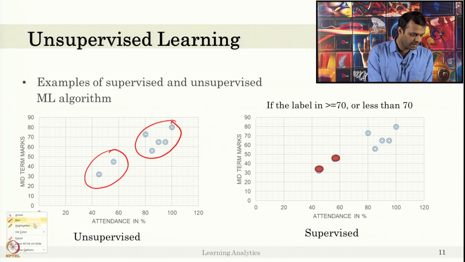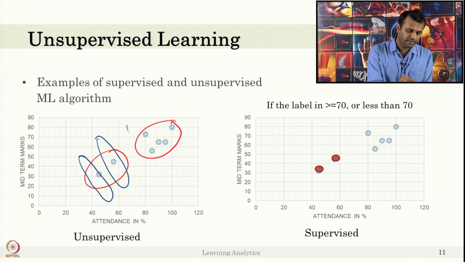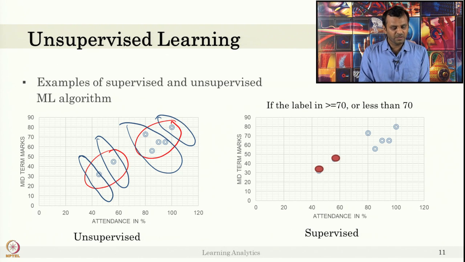Maybe I should go and create a new group. Maybe this is one group, this can be the second group, this can be the third group, and this can be the fourth group. How many clusters is good, two or four? That we have to identify by using the mechanism of errors or minimal error. We will talk about that later in a clustering class.